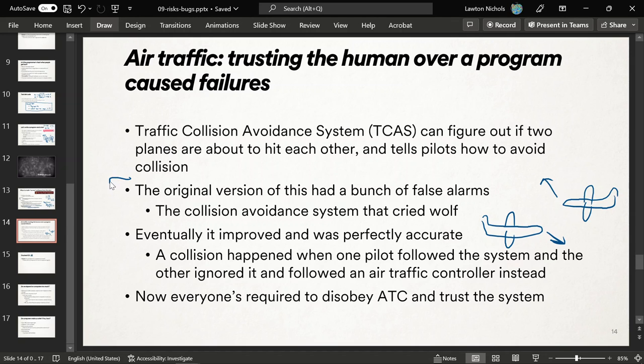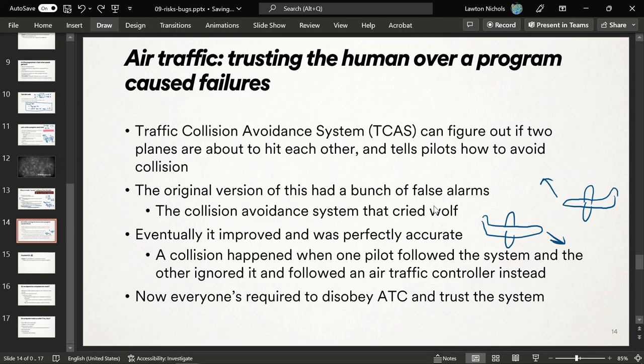The original version of the software was a little too worrisome, I would say. It had a bunch of false alarms. Like, it thought two planes that were way far away from each other were going to hit each other. And so pilots stopped listening to those alarms, okay? That's unfortunate. But eventually, they got the warnings down to be perfect. Like, they always fired their alarm when it should have been a real issue. And so eventually, it got so good that it was perfectly accurate.